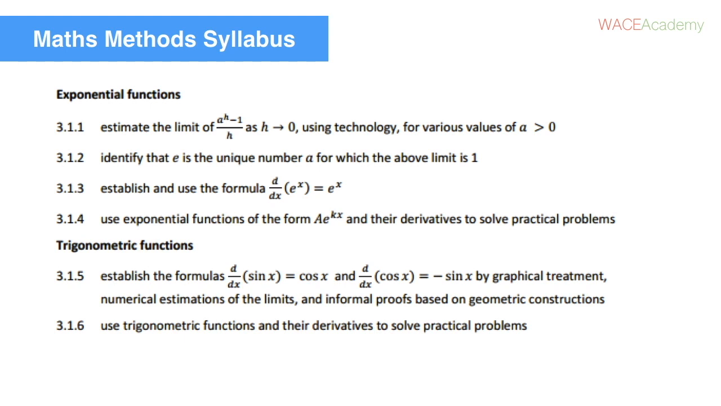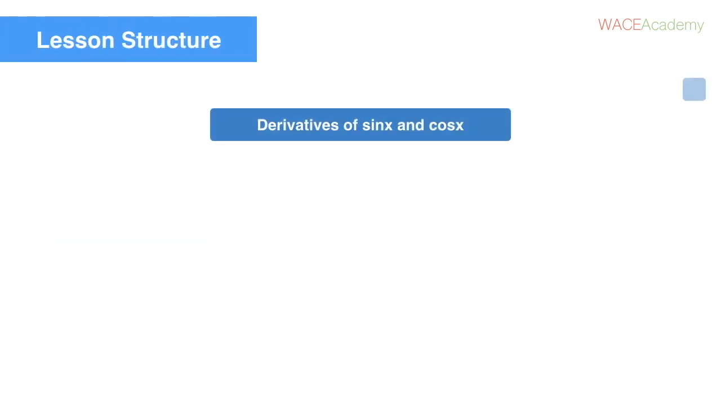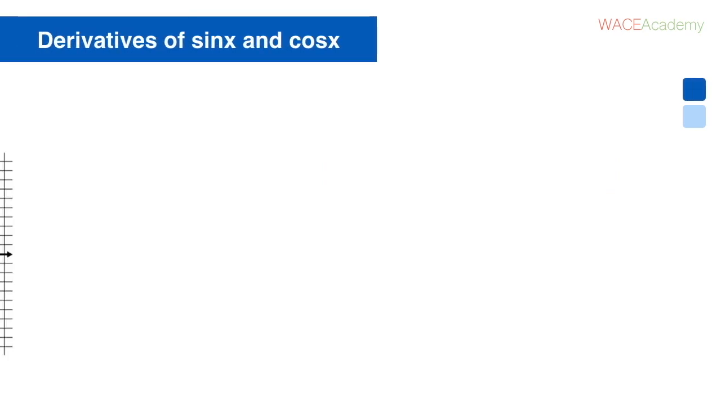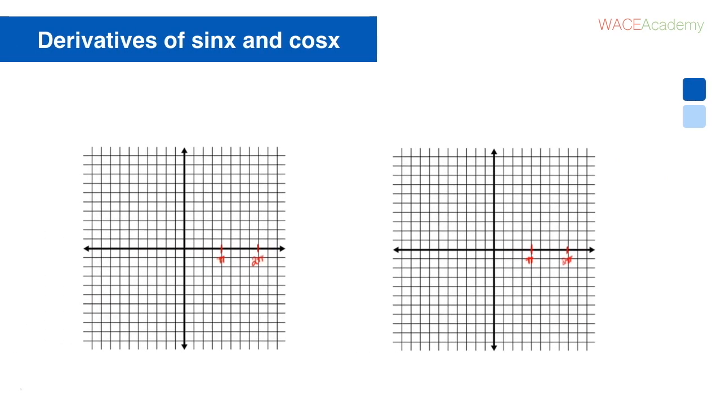This lesson will cover syllabus points 3.1.5 and 3.1.6, and we'll be looking at the derivatives of sine x and cos x and using them to solve a practical problem. Let's get started. You may already be familiar with the graphs of sine x and cos x, but if not, this is what they look like. Between 0 and 2 pi, sine x looks like this, and cos x looks like this.